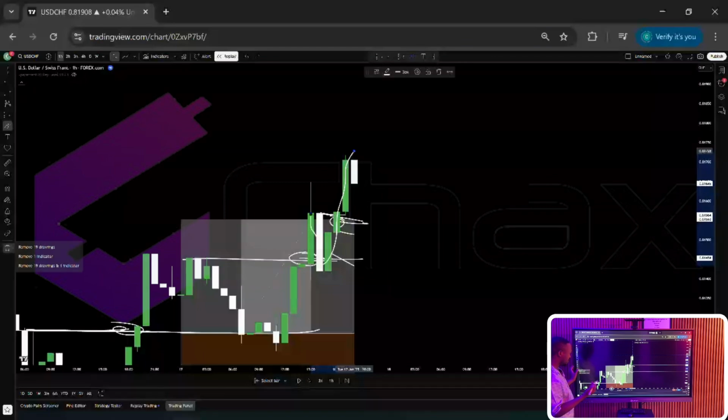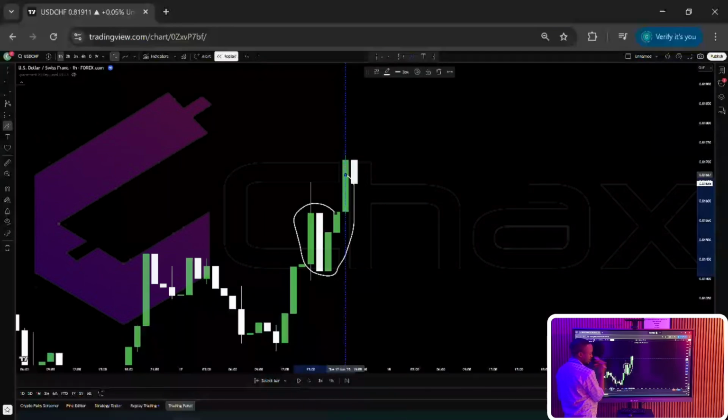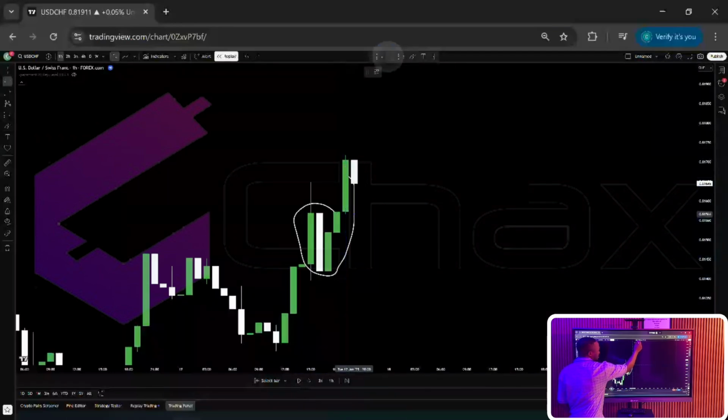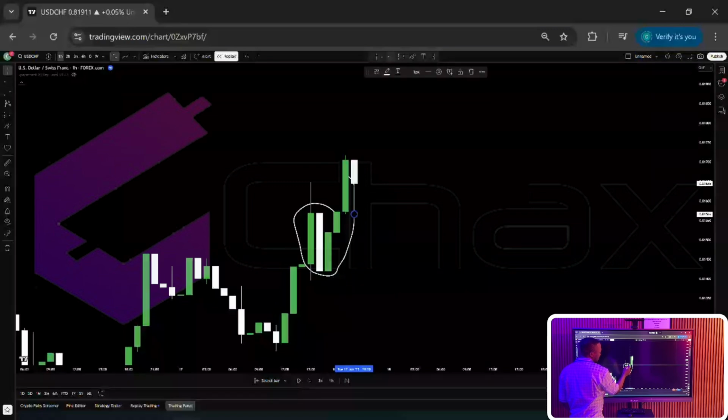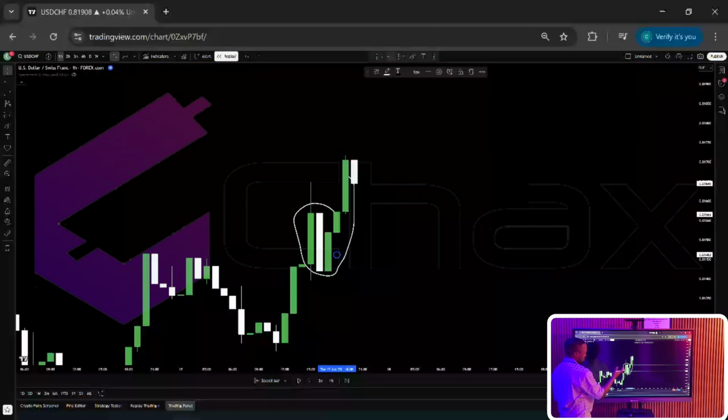Let me take it off so everybody can see. You already have a proper structure here. Now you want to get in. Remember, you want to get in inside the FVG that was created. Your stop loss shouldn't go below the candle that created the FVG. All together, 1 hour is clear now.